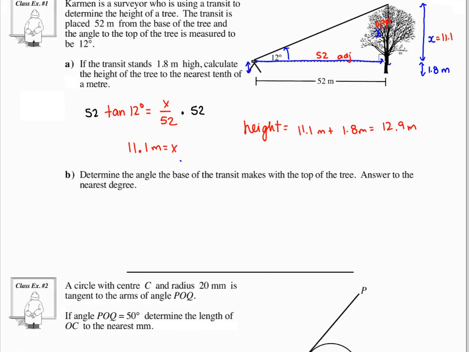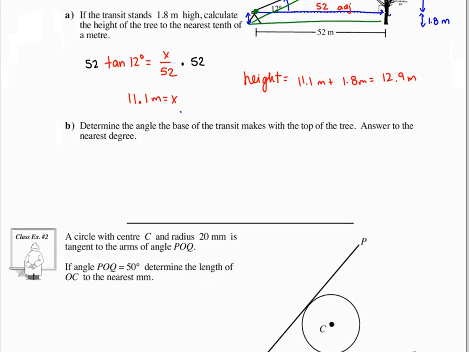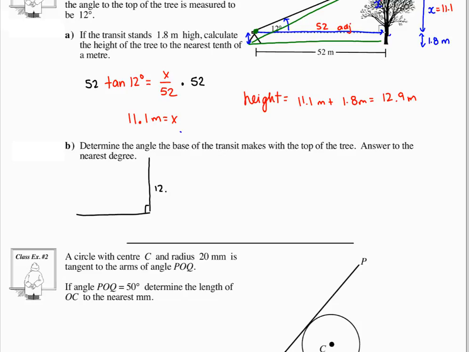Okay, last it says determine the angle the base of the transit makes with the top of the tree. So they're saying, okay, what is this angle here? If it was actually measured from the base, instead of where it actually measured from, what if it was from the ground? What would be the angle? That's what we want to know. Close. So instead, what is the height of the tree? The actual height. 12.9. So if we actually go from the ground to the top, oh, I wrote 12.8. 12.9.